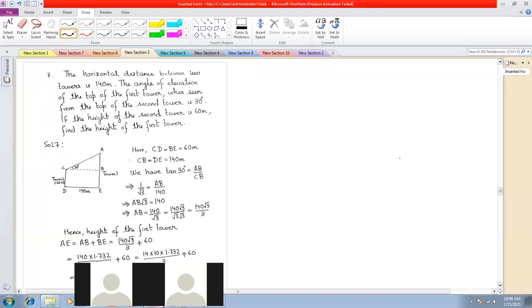The question here is the horizontal distance between two towers is 140 meters. The angle of elevation of the top of the first tower when seen from the second tower is 30 degrees. Now, what do you mean by angle of elevation of the top of the first tower when seen from the top of the second tower is 30 degrees? What does it mean?